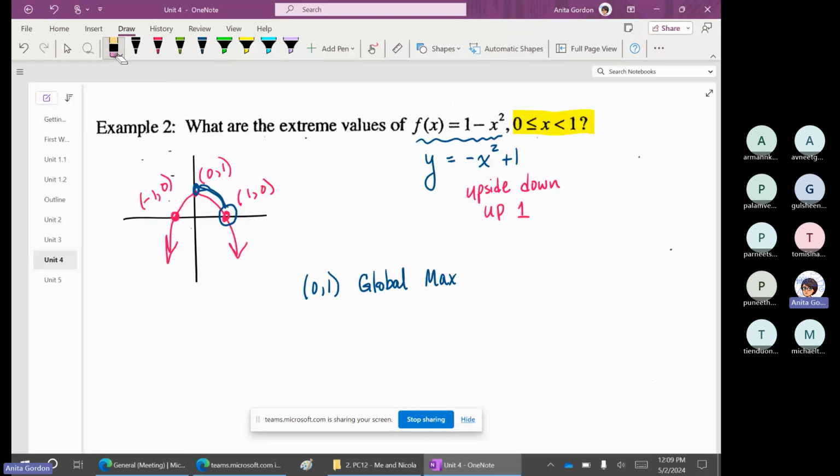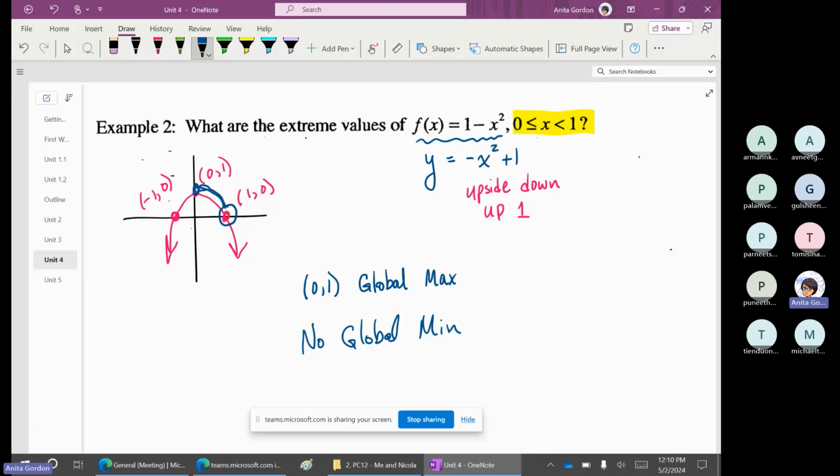Oops, I don't need a bracket there. Anything else? What's 1, 0? It looks like 1, 0 is a global min. Why is it not though? It's a hole. Yes, we can get infinitely close to 0, right?